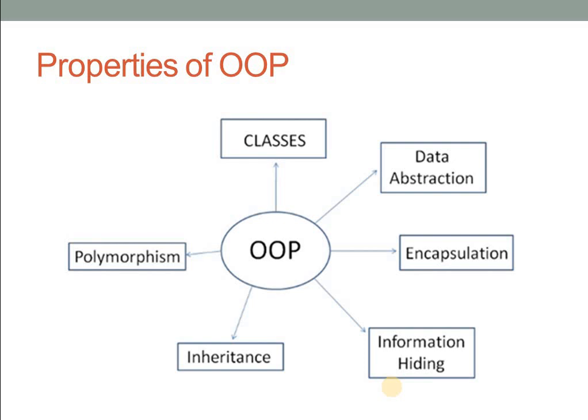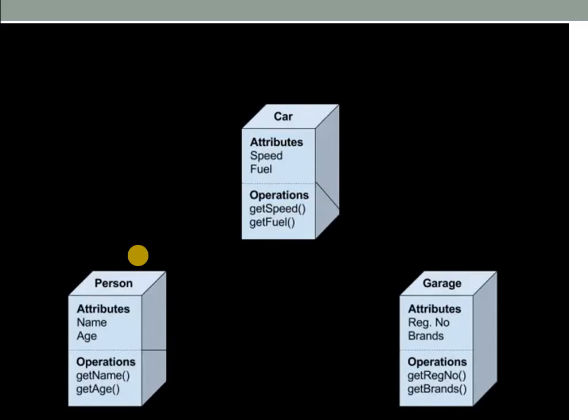Now, we are moving into OOPS, that means the object-oriented programming concept. What are the main concepts in object-oriented programming? The important properties of OOPS are listed here: classes, data abstraction, encapsulation, information hiding, inheritance, and polymorphism. I will tell you just a bit about all these properties of OOPS. First of all, coming to classes. What do you mean by a class?